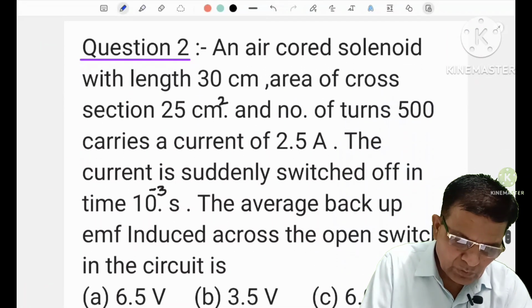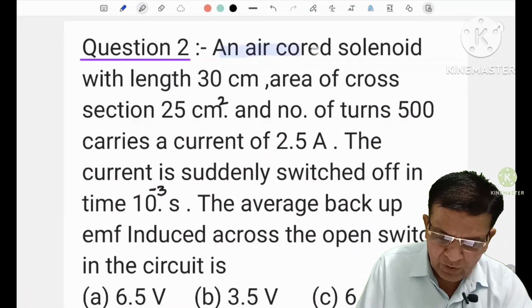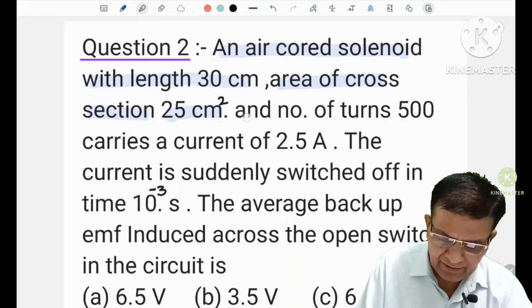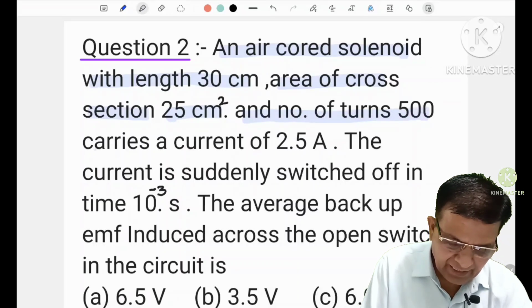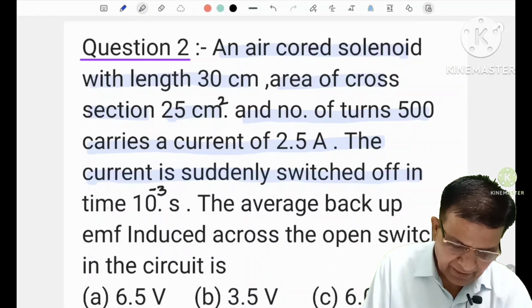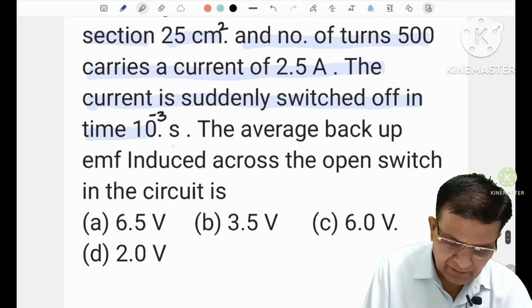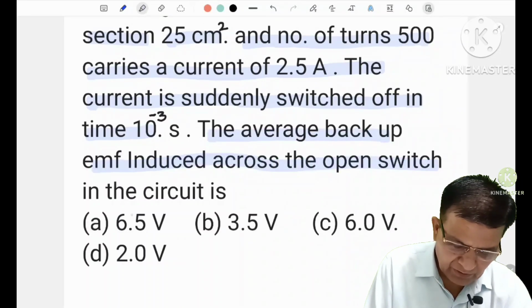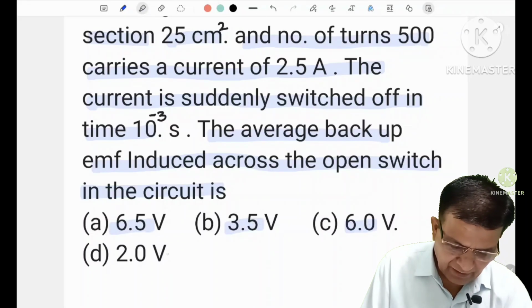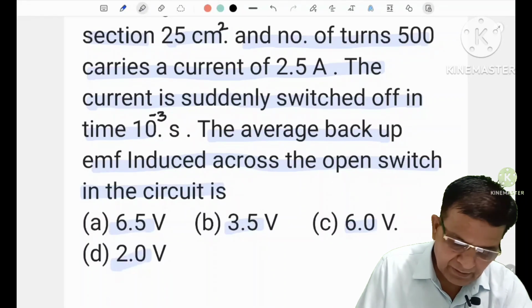Question number 2. An air cored solenoid with length 30 cm, area of the cross section 25 cm square and number of turns 500 carries a current of 2.5 ampere. The current is suddenly switched off in time 10 to the power minus 3 second. The average back EMF across the open switch in the circuit is 6.5, 3.5, 6 and 2 volt.